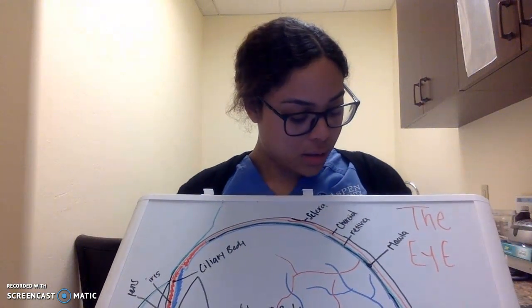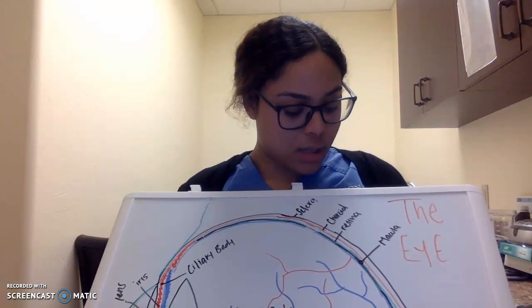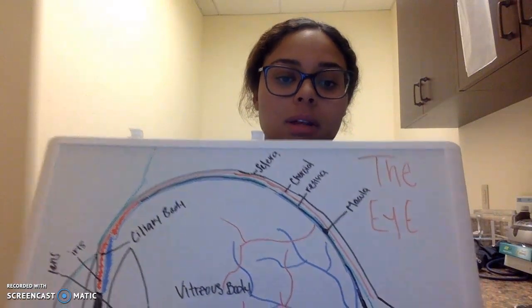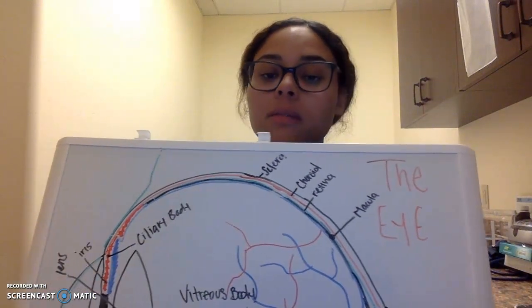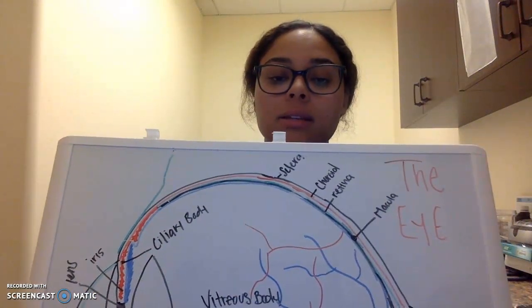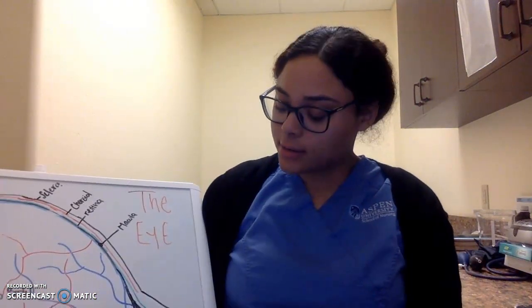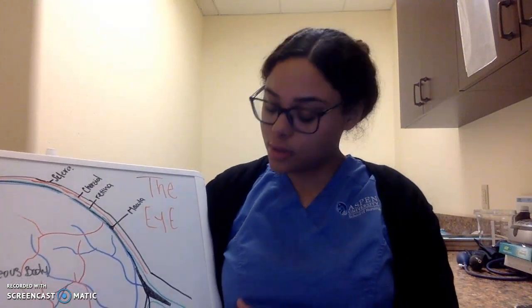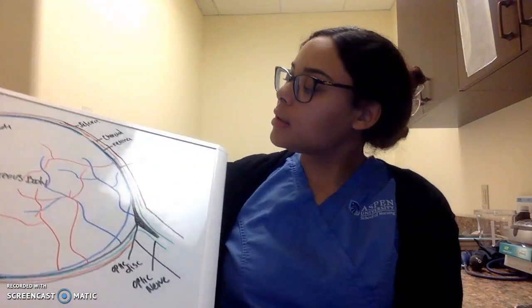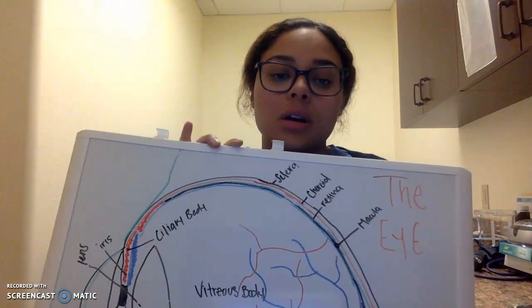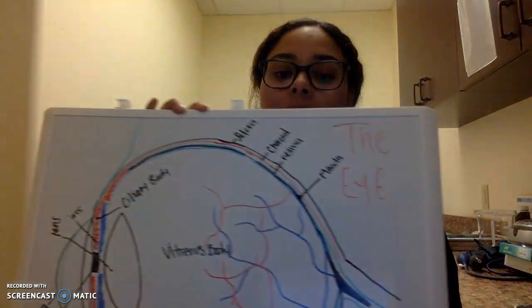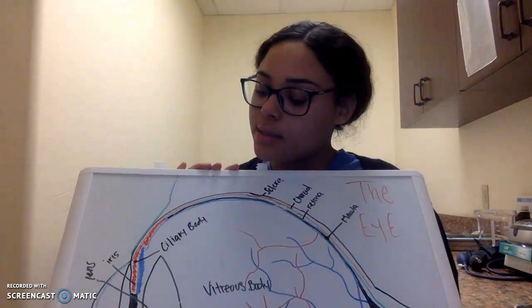The retina, next to the macula, is a nerve lining of the back of the eye, and it senses light and creates electrical pulses that are sent to the optic nerve, and then to our brain. The sclera is the white outer coat of our eye, and it surrounds the iris.